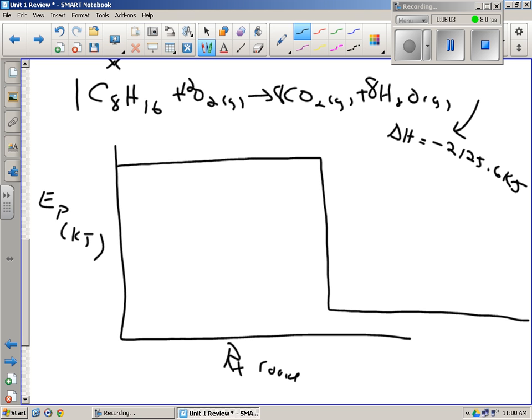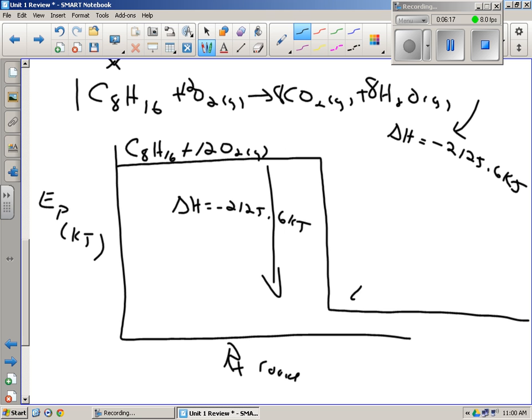products there, yes? C8H16 plus 12 O2, gas. And we're going to release delta H here, negative 2125.6 kilojoules. And I'm going to get 8 carbon dioxide, 8 water, gas. That's what your potential energy diagram should look like there. Yes? Good?